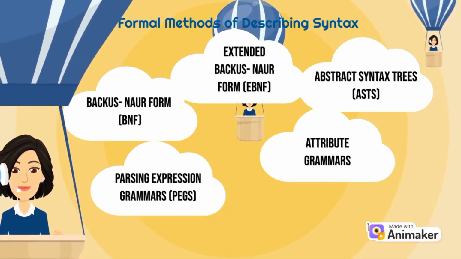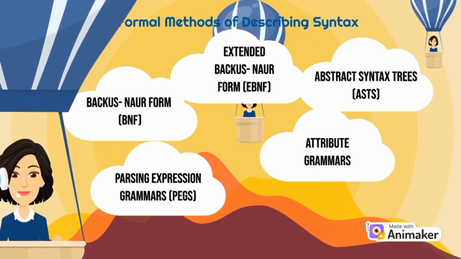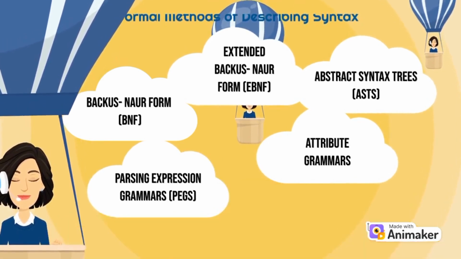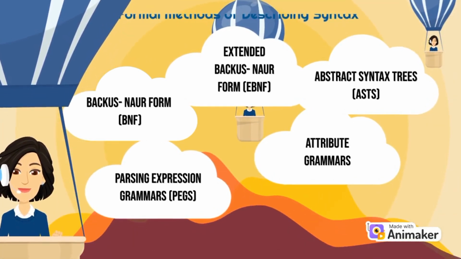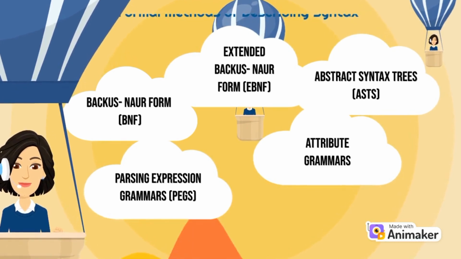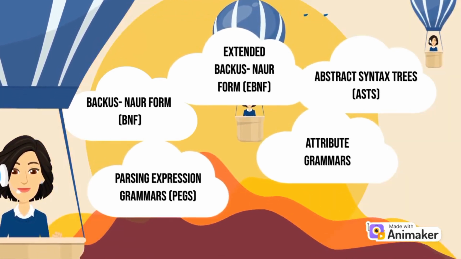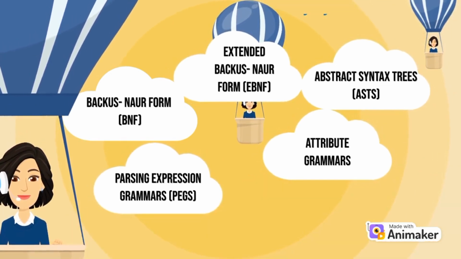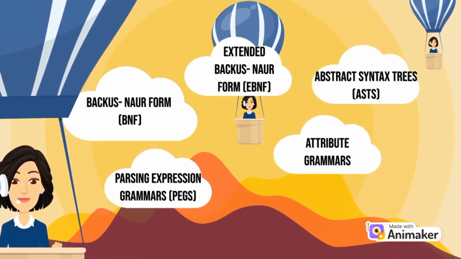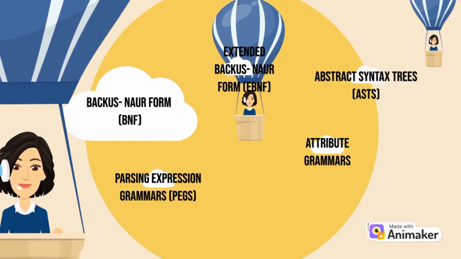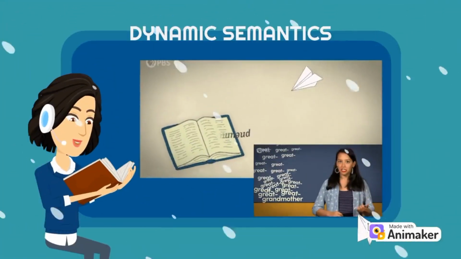Parsing expression grammars, or PEGs, are a formalism for describing the syntax of a language that allows for more flexibility than traditional context-free grammars. Attribute grammars are a formalism for describing the syntax of a language that allows for the specification of semantic actions associated with grammar rules. They can be used for both parsing and semantic analysis.